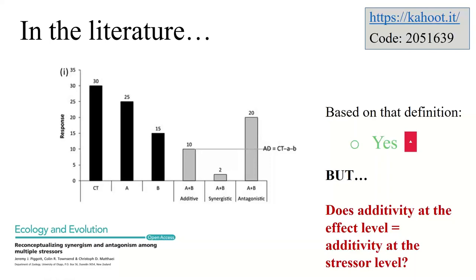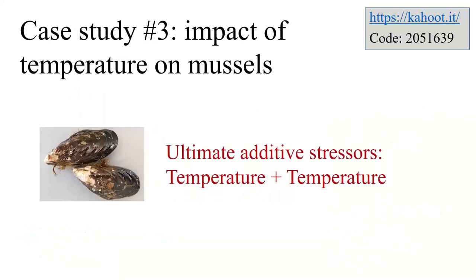But you will see that the question was not about additivity of effects, but additivity of stressors, which are two completely different things. Before I go into more detail, let's have a third case study, and then I'll go back to the sea urchin case study and show you what the issue is. In the previous study, we had two stressors: oil and acidification. If we decided to make a funny theoretical experiment where we have two stressors, temperature and temperature, in that silly case, you can expect temperature and temperature to have an additive effect, of course.